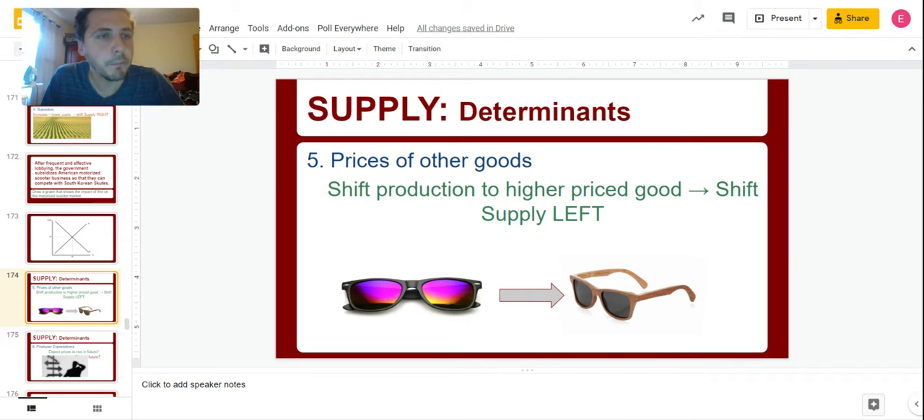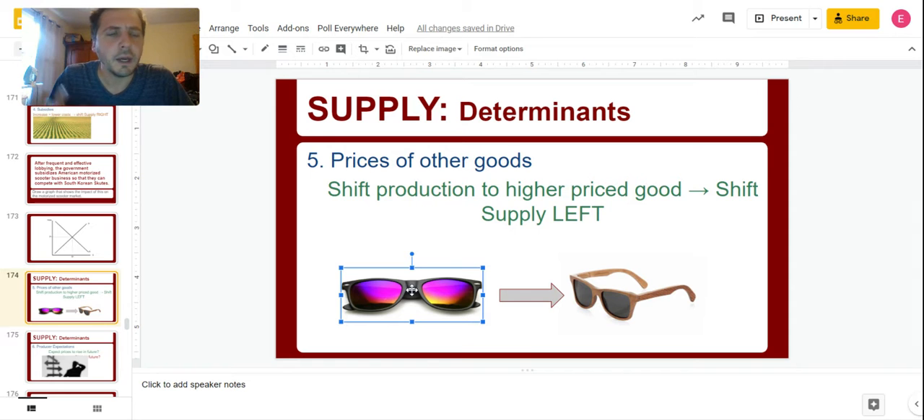You have to imagine that most businesses have options. They can produce various goods. They don't have to just produce one thing forevermore, right? They're flexible. So sometimes you have two different types of goods in the marketplace that one business can produce. And so if the price of something else rises, then businesses oftentimes will supply less of the current good that they're making, and supply more of the good that has a higher price because they can make more profit doing it.